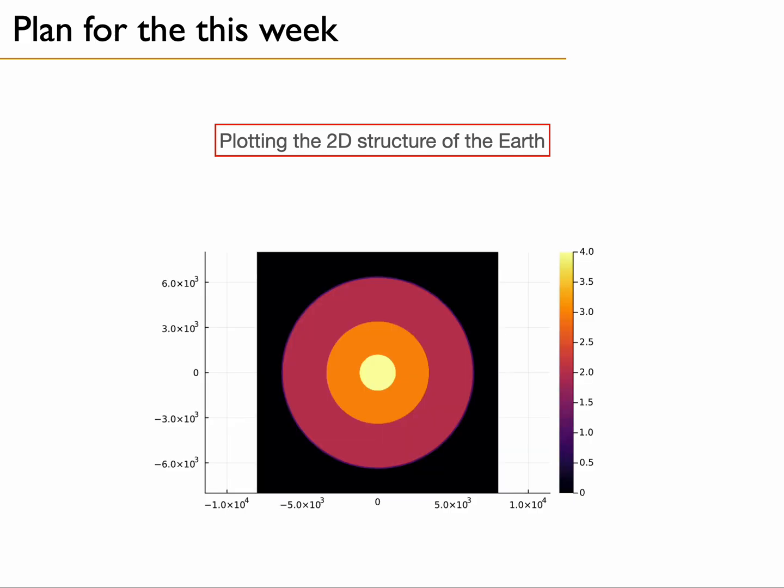And in the second part of the exercise, we use a totally different approach. Instead of drawing lines, we will create a pixel map, and we will attribute to each of the pixels a color based on the position relative to the center of the Earth. This will create a pixel map of the structure of the Earth.